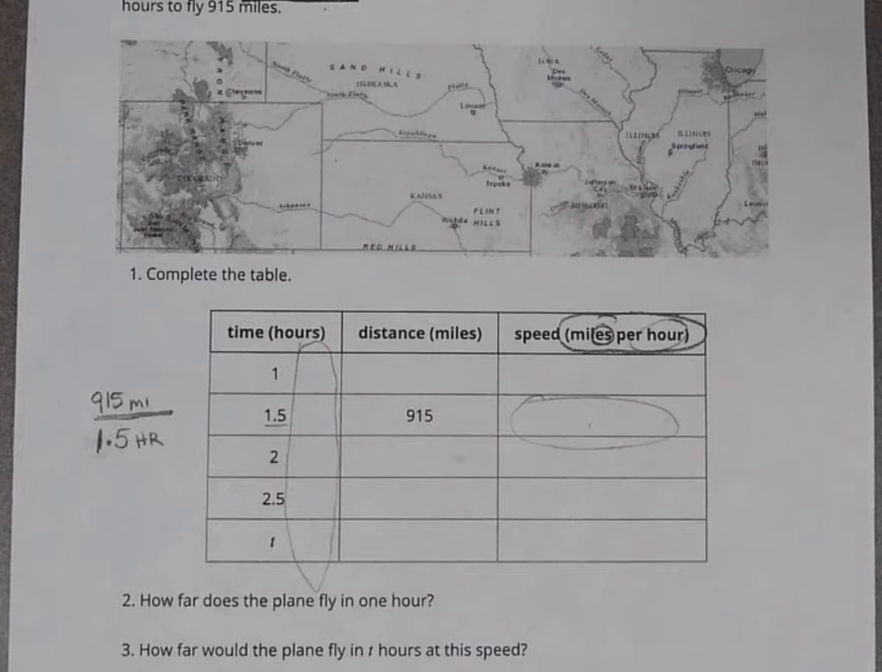Well, no, so look at this. This is 610 miles per hour. That means that you can go 610 miles in 1 hour. So look at this. 1 hour. How far can we go? At 610 miles per hour, that means every hour we'll go 610 miles.